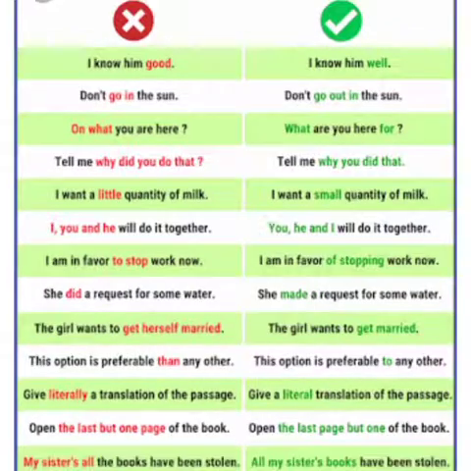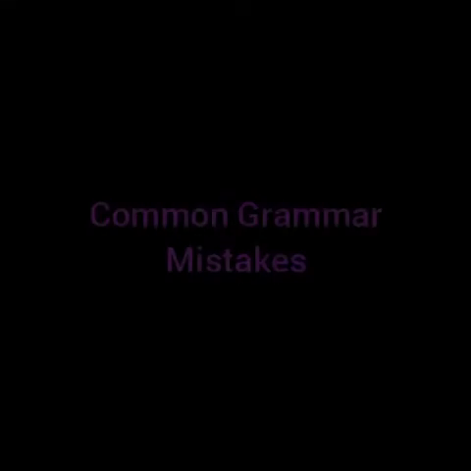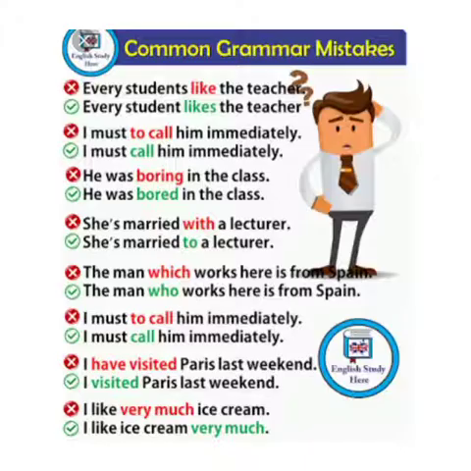Don't say, I know him good, but you have to say, I know him well. Don't say, don't go in the sun, but you have to say, don't go out in the sun. Number 3, on what you are here, but you have to use, what are you here for? Number 4, don't say, tell me why did you do that, but you have to say, tell me why you did that. So please read these common grammar mistakes so that you will understand clearly. Please read this one and check the difference.